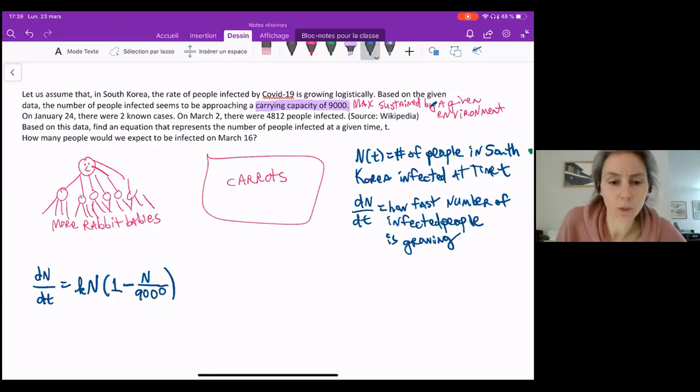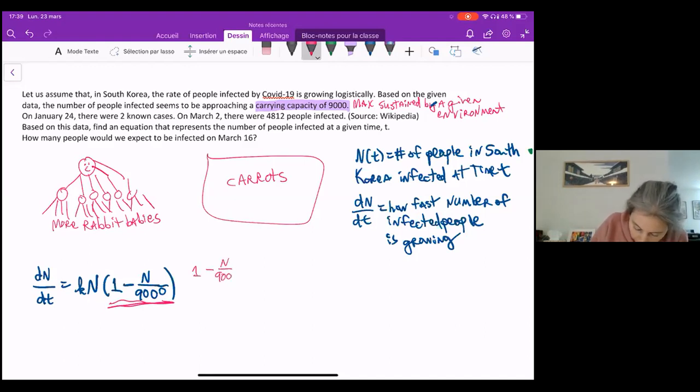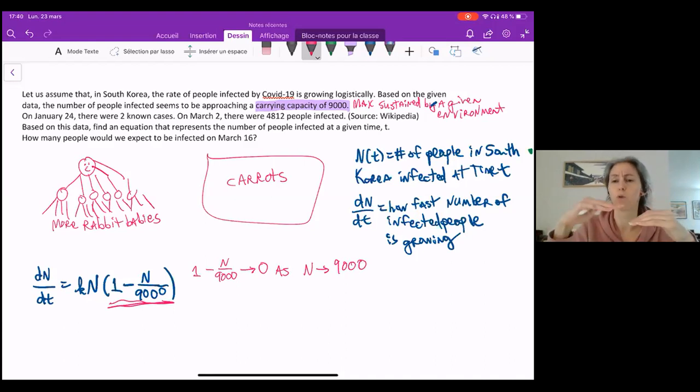So notice here that when N is really, really small, N over 9,000 is also really, really small. So what that means is the rate of change is really close to just being kN. That value there that we just added, this 1 minus N over 9,000, is pretty much 1 when N is really, really small. However, as N gets closer and closer to 9,000, as we're cutting off the place for that virus to go, or if we're cutting off the amount of carrots that these rabbits have to eat, then slowly this value right here is going to 0. So that 1 minus N over 9,000 is approaching 0 as N approaches 9,000. So even though it starts growing exponentially, as N gets closer and closer to 9,000, that growth rate is going to be slowing down and getting slower and slower and closer to 0.